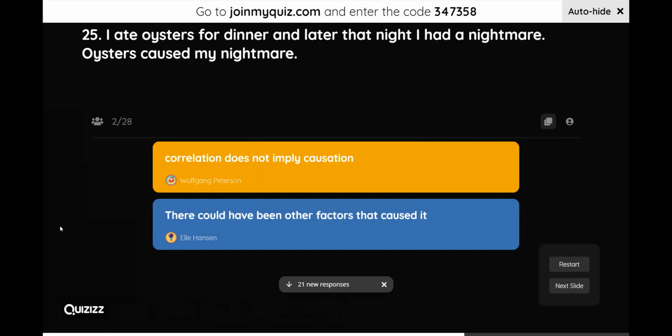Okay, so I ate oysters for dinner and later I had a nightmare. So this is the false cause one, I think is what they call it. Is that what it's called? Limited choice. And why would you say it's limited choice? Because I think these are the ones where they're asking for the type of fallacy. Yeah, that's what these ask for.